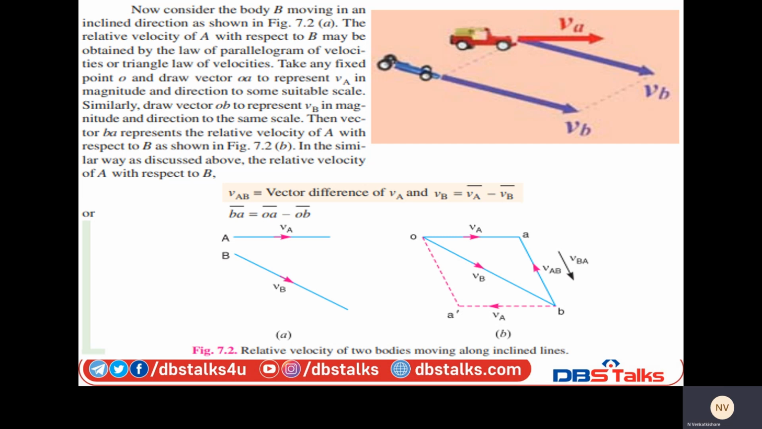In a similar way, as we discussed, the relative velocity of A with respect to B, what is the formula? VAB is equal to the vector difference, so the vector difference means relative velocity of A with respect to B. So VA bar minus VB bar.